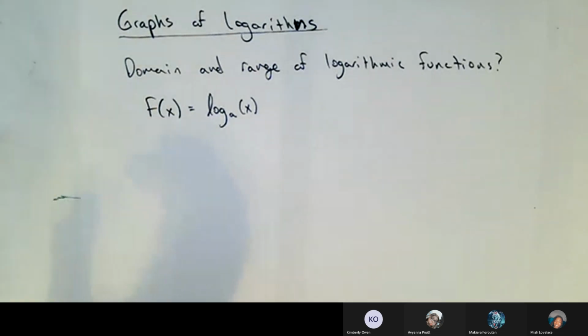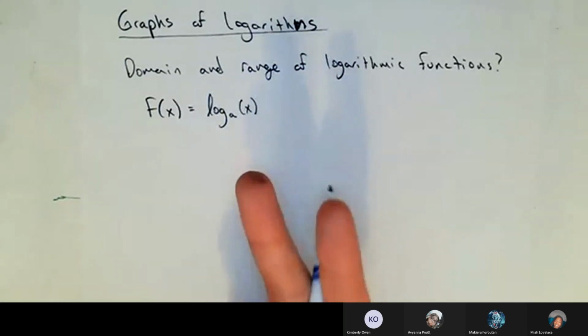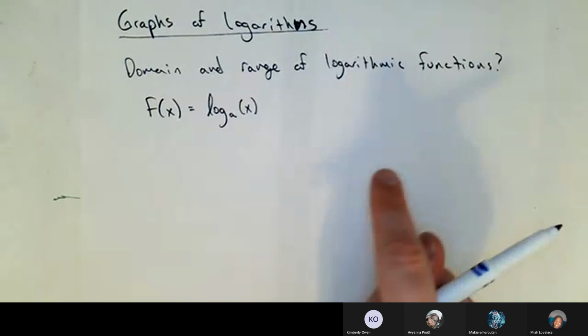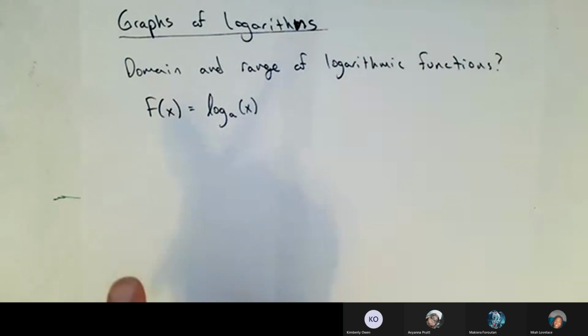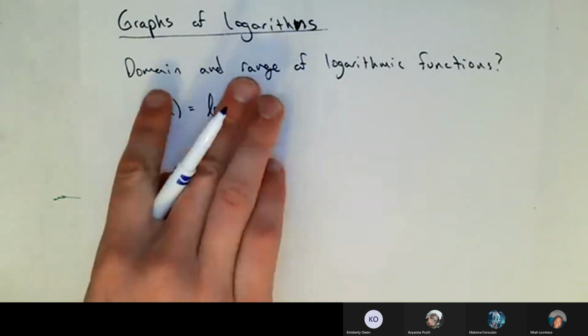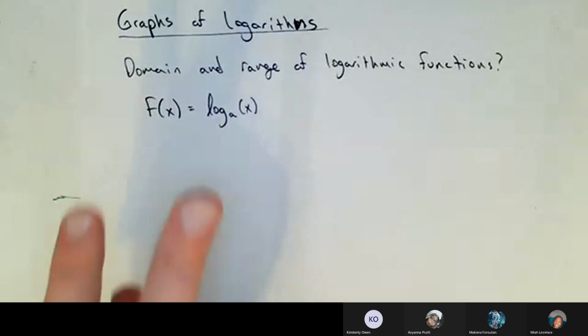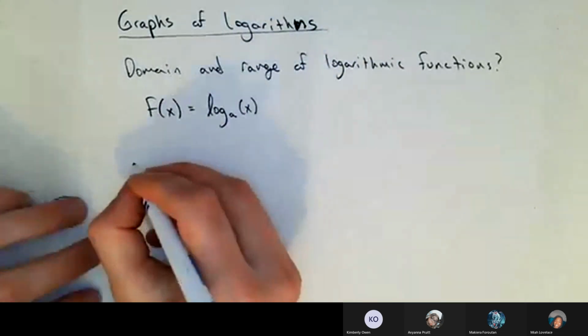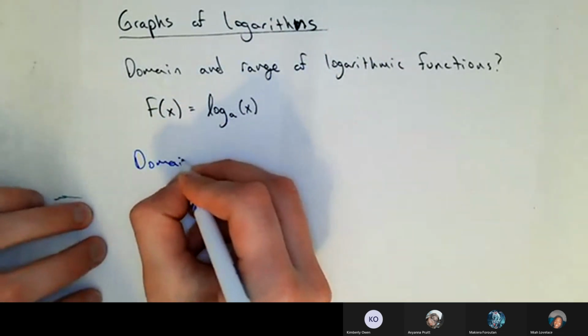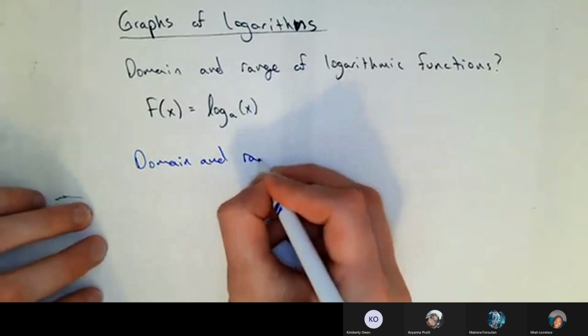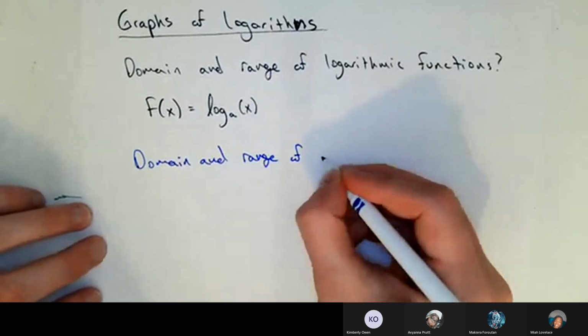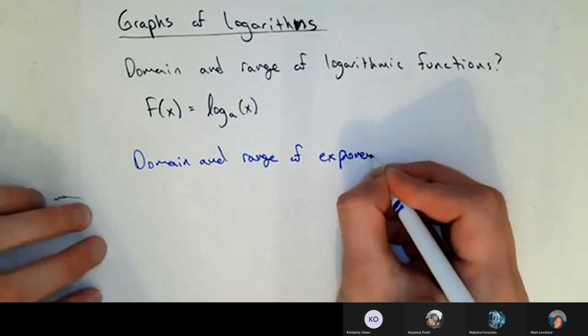Well, in order to answer this, we can ask the question about exponential functions. What is the domain and range of exponential functions? And because we know that, we can just flip them, right? Because exponential functions are inverses of log functions. And what do inverse functions do? They swap domain and range, right? They swap input and output. So if we can answer this question, what is the domain and range of exponential functions?